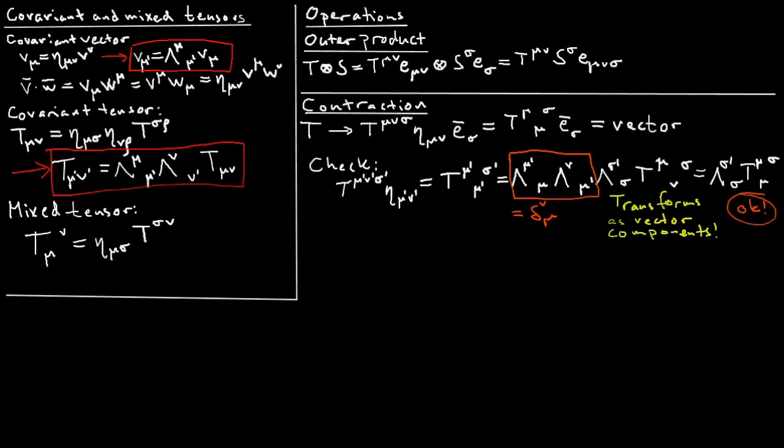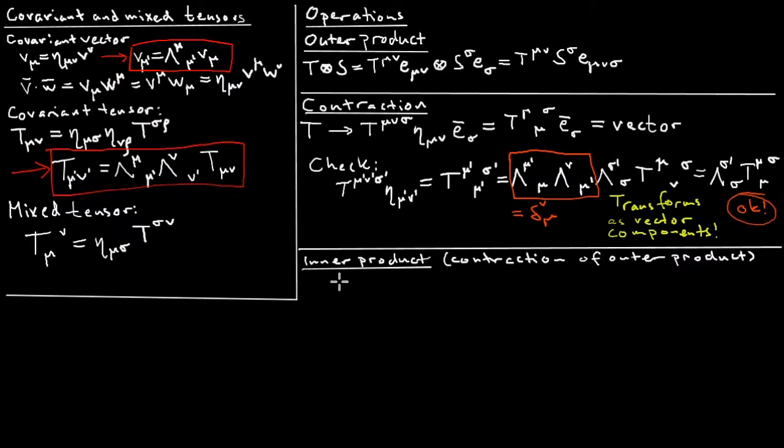Combining the outer product with the contraction of an index each from the original tensors, we get the inner product. Note that the inner product can be written in terms of covariant or mixed components, as long as we make sure that there is exactly one contravariant and one covariant index for each sum, and as long as we have the same free indices on each side.